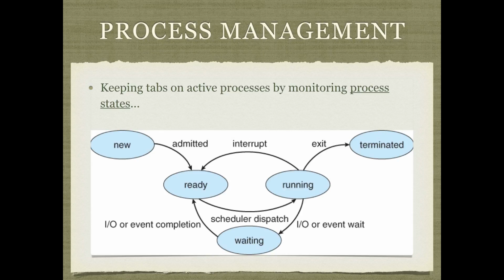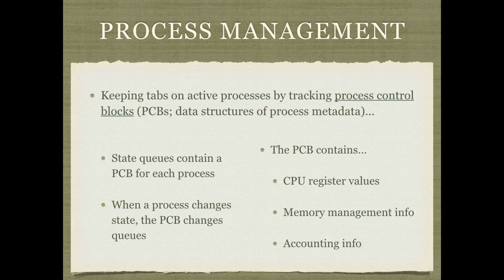Now this loop can happen many times, but as long as the process has not errored out, it will continue to cycle between ready, running, and waiting until it has completed everything that it intends to do. Once a process has completed all of its tasks, it will exit and enter the terminated state. Okay, so we use what is called a process control block, or a PCB, to manage all of the relevant information for a given process.